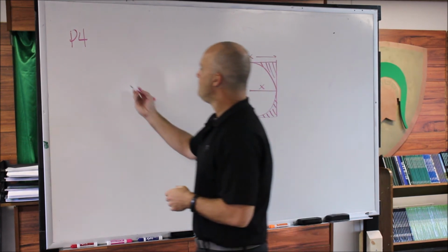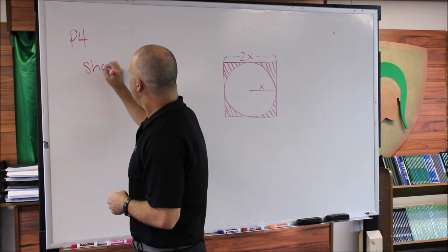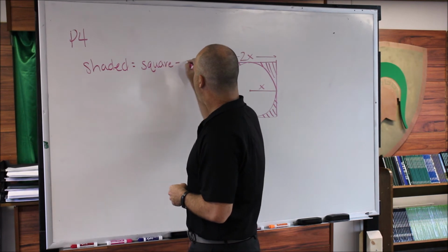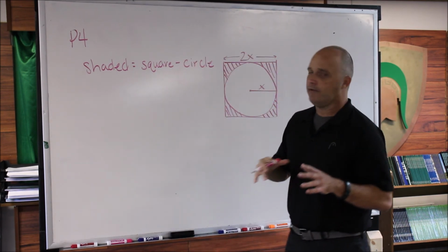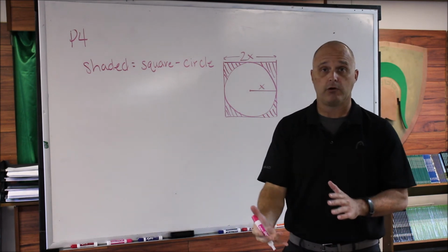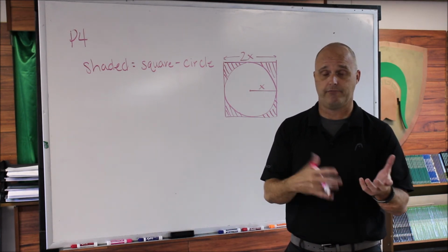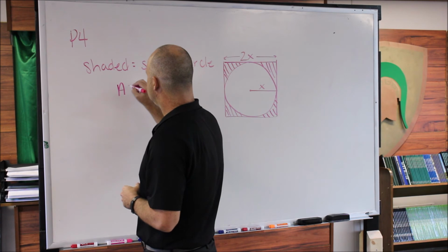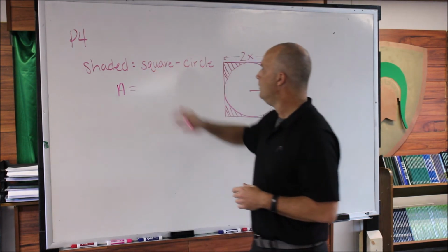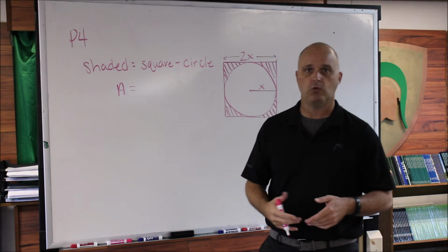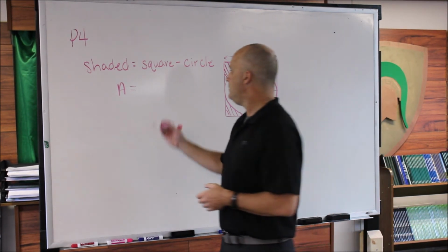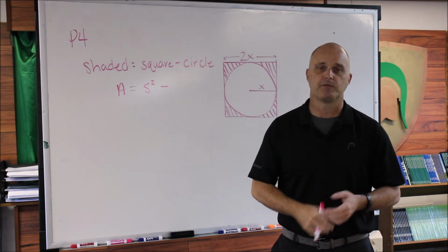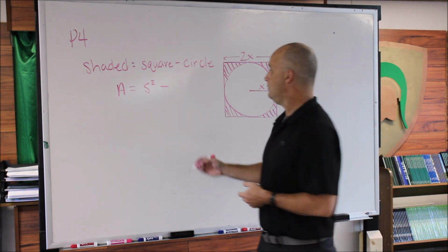What this comes down to is the shaded region is basically going to be the area of the square minus the circle. So now that I've figured out what I'm looking for, I can start replacing these things with some formulas. So I'm going to call the shaded region A. And A is going to be equal to the area of the square. So what is the area of a square? It's going to be s squared. And then we're going to subtract the area of a circle. So we need to know the formula for the area of a circle, and that's going to be pi r squared.